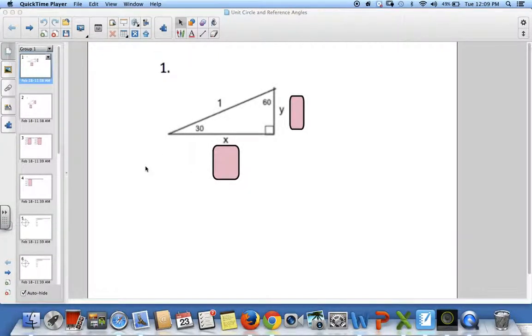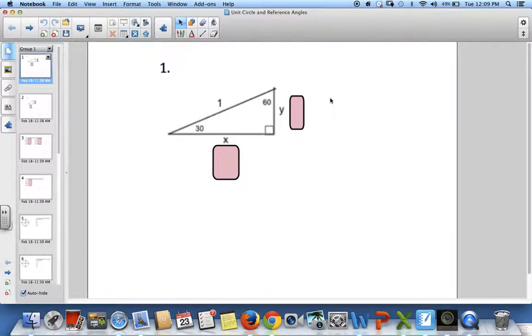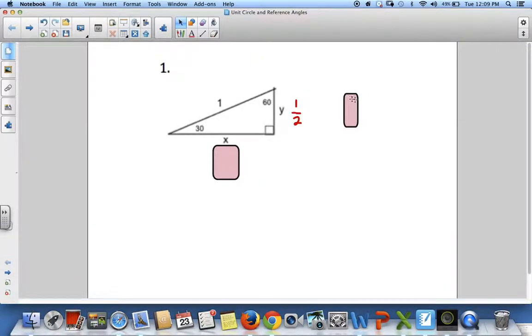Okay, this video is going to deal with reference angles and how to deal with special triangles and special angles. So we're going to start with the basic 30, 60, 90 triangles. The relationship between the sides of a 30, 60, 90 triangle is that the smaller side is going to be half of the hypotenuse. So this part here would be 1/2.